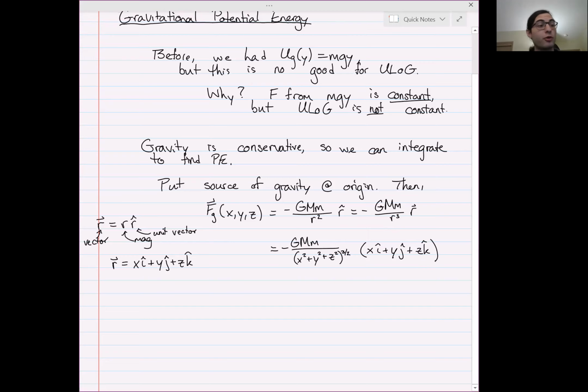The partial derivative of the function x squared plus y squared plus z squared to the negative 1/2 is equal to minus 1/2 times x squared plus y squared plus z squared to the minus 3/2. Yeah, that's a 3/2. Times 2x. And so written out, this is x divided by x squared plus y squared plus z squared to the 3/2. And so hopefully you can see why this is useful.